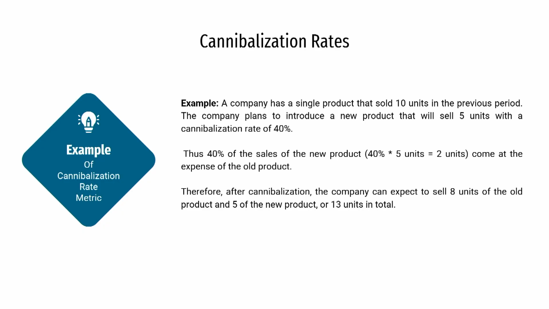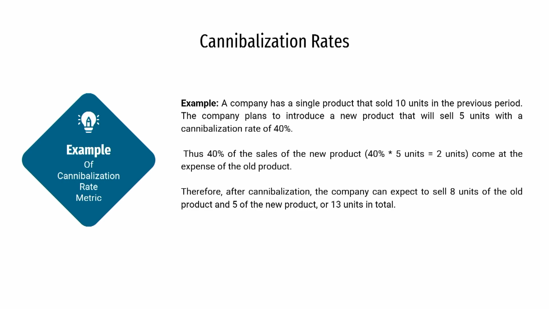So, now quickly let us have a look at one example. A company has a single product that sold 10 units in the previous period. The company plans to introduce a new product that will sell 5 units with a cannibalization rate of 40%. So, what does it mean? The cannibalization rate for this one is 40%. That means 40% of the new product's sales will come at the expense of the existing products.